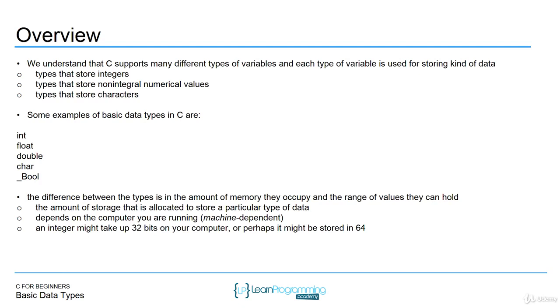It all depends on the computer you're running, and this is referred to as machine dependent. If I run a C program on a Linux system with certain hardware versus a Windows system with different hardware, an integer may be 4 bytes in memory, or it may be 8 bytes. It depends on the machine you're running on, how much memory is allocated for the data you want to store. An integer might take up 32 bits, which is 4 bytes, or it might take up 8.